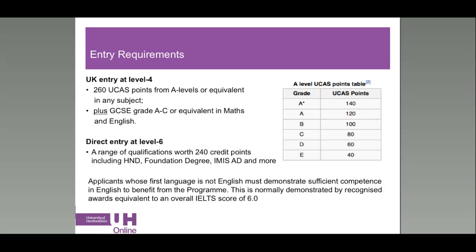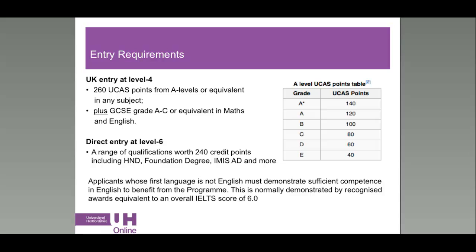So what are the entry requirements for the program? If you're a student in the UK and you wish to start at level 4, which is the first year of the program, then you need 260 UCAS points from A-levels or equivalent in any subject, plus GCSE grade A to C or equivalent in maths and English. The table on the right shows how much each A-level grade is worth in terms of UCAS points.